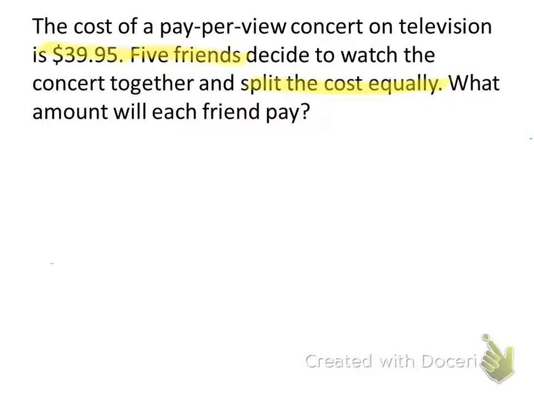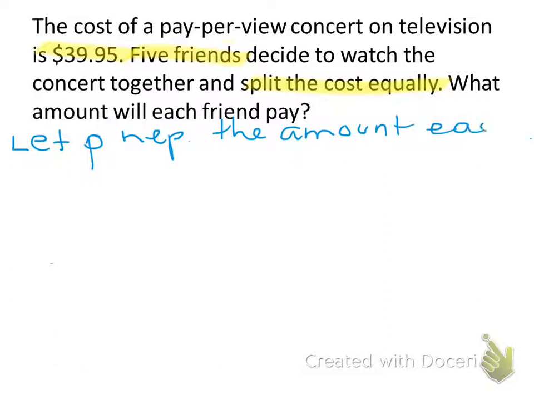My first step is to highlight the keywords. I've done that. Great. Second step is to write a let statement. My let statement is going to be let P. It's going to be whatever you're looking for. So in this case, we're trying to find out how much each friend will pay. So I'm going to write let P represent the amount each friend pays.